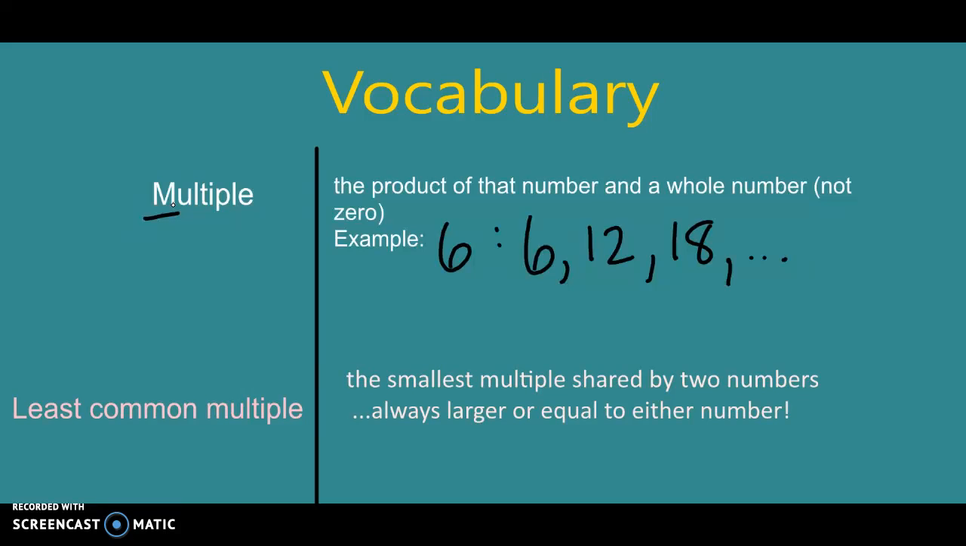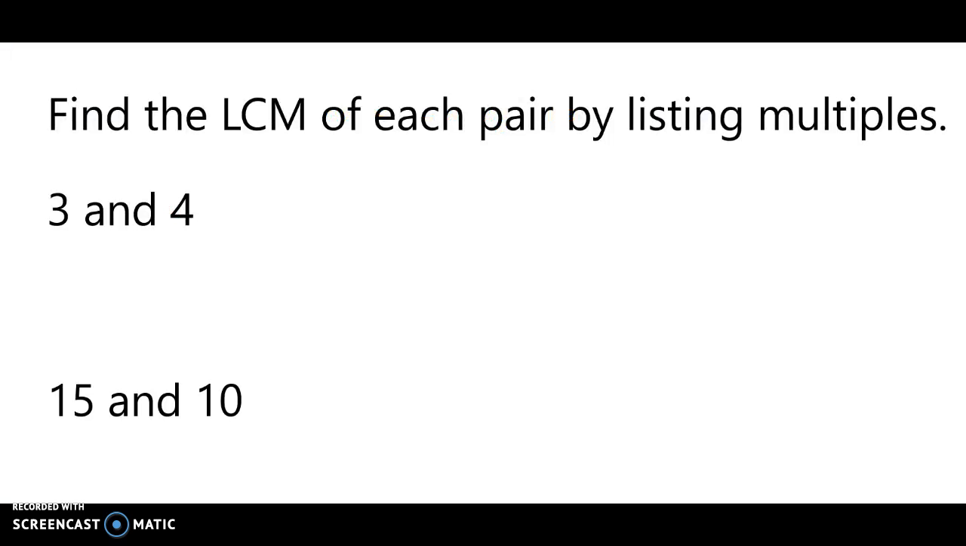The least common multiple is the smallest number shared by two numbers. It's always larger or equal to either number. So let's find the least common multiple of these by listing the multiples. Remember, it's easier to start with the bigger number if you're listing. So let's start with 3 and 4.